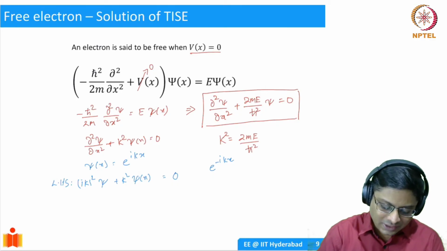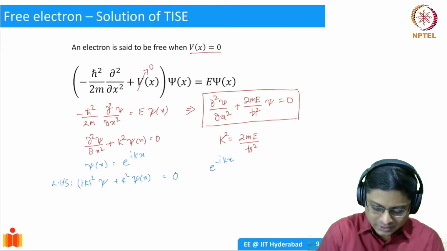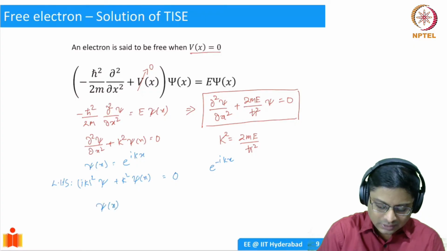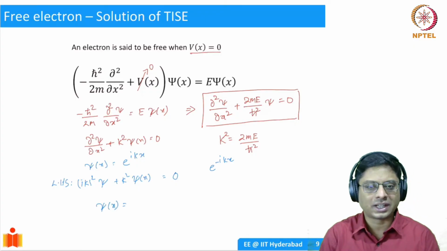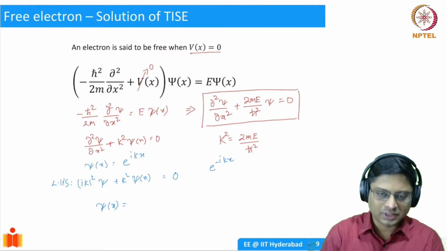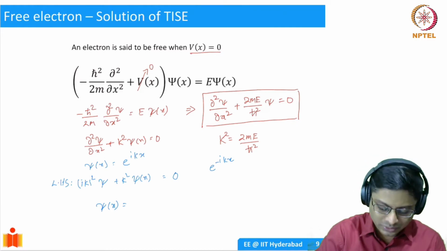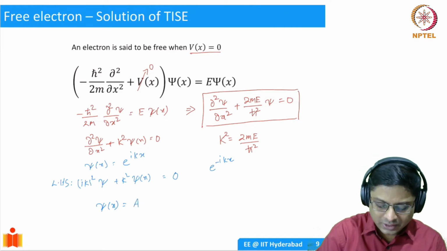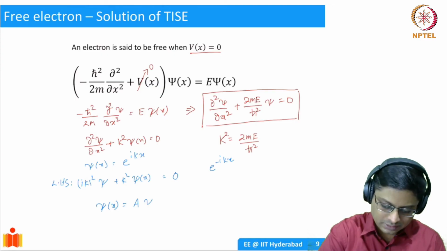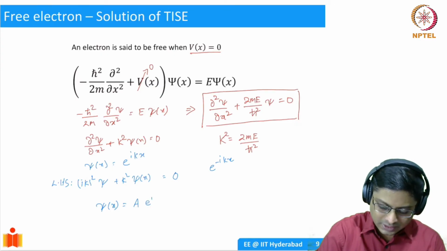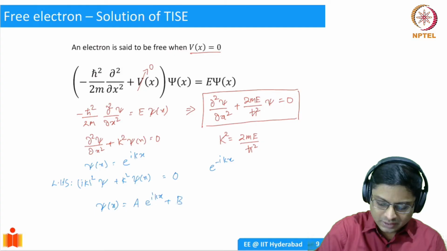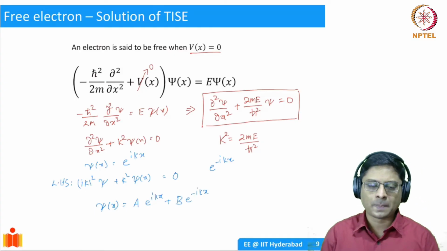Okay. So basically, the general solution would be psi of x, because we have two solutions which are acceptable. So we can write a general solution by taking the linear combination of these solutions. So we can write psi of x equal to A exponential ikx plus B exponential minus ikx. So this is the general solution of the Schrodinger equation. All right.